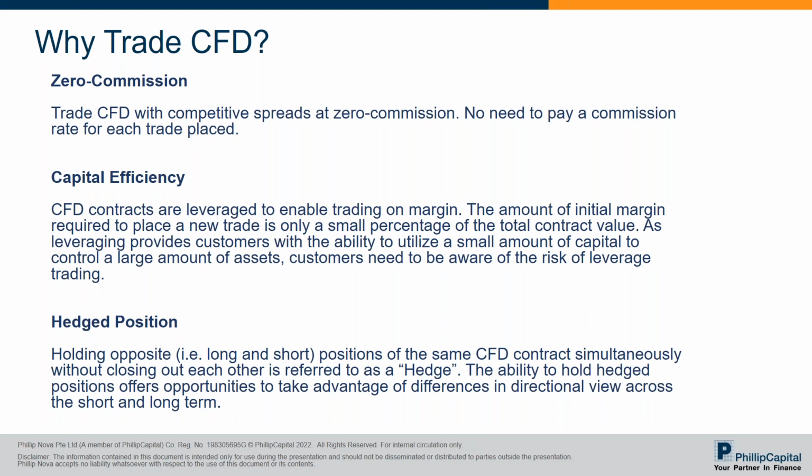There are two scenarios. Hedge means that you can hold positions of the same CFD contract simultaneously without closing each other out. This is referred to as hedge. What is the opposite of hedge? It is net. If you go on a platform that is in net mode, say you long 100 shares today and later you short 50 shares, your net position will now be just long 50. That's net mode.